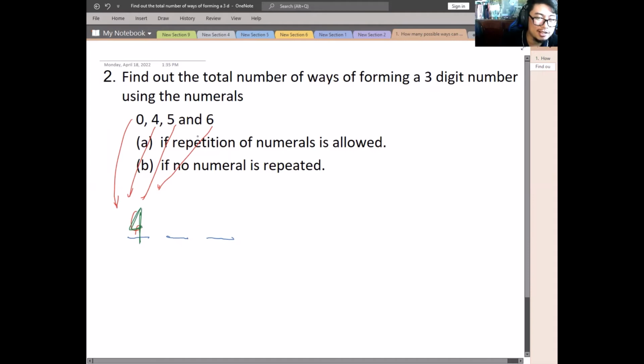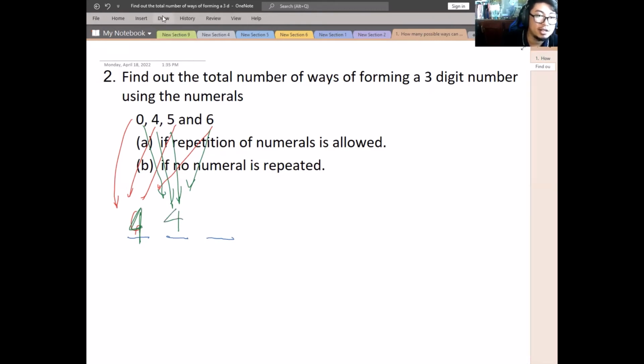So in our second digit, the rule is repetition is allowed, so we can also choose from these 4 digits. So what is the second digit? We can choose 0, 4, 5, and also 6. So there are 4 ways that we can choose from those numerals for the second digit.